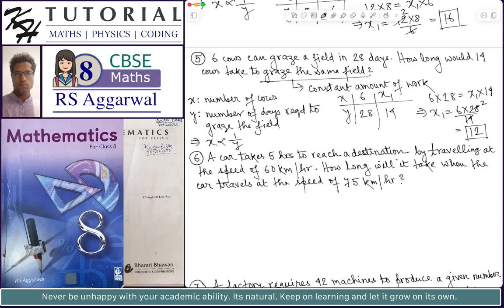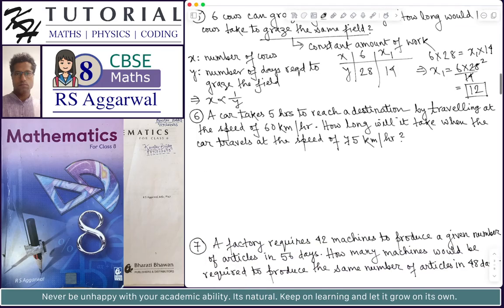Now always verify whether your answer is consistent or not. So you should check whether 14 multiplied by 12 is indeed coming out to be equal to 6 multiplied by 28, and also that x1 is coming out to be 12. Now 6 cows were grazing the field in 28 days. Now if x1 is the number of cows that will graze the same field in 14 days, the number of days has decreased. So definitely the number of cows has to be more than 6. So we are getting 12.